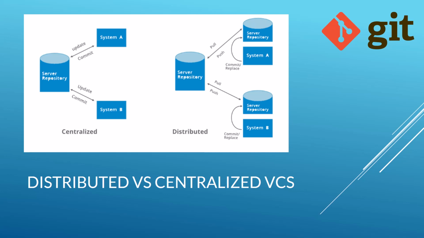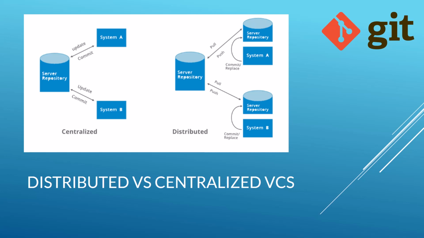Now, what are the advantages of a central version control system? A central version control system provides a single source of truth for the entire code base, which can make it easier to manage changes and ensure that everyone is working on the latest version of the code. It can be easier to administer since there is only one central server.